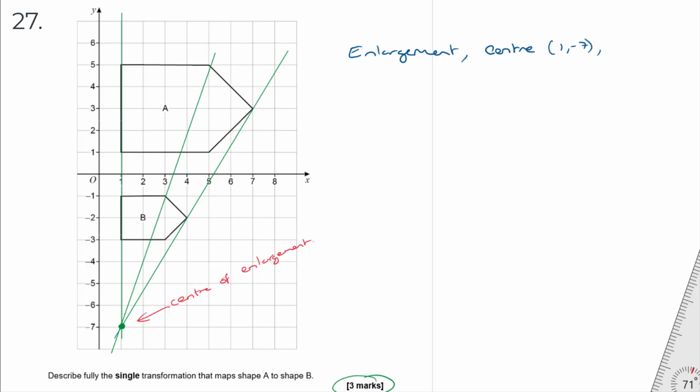And then the last thing I need to mention is the scale factor. Now you'll notice that A is twice as big as B along each of its dimensions. Look, that side there is twice as big as that one. But remember, we're starting at A and we're going to B. So really, B is half the size of A rather than A being twice the size of B. So the scale factor here then is a scale factor of 1/2. So yeah, 1 mark for enlargement, 1 mark for the center, 1 mark for the scale factor. Okay, 3 marks achieved.